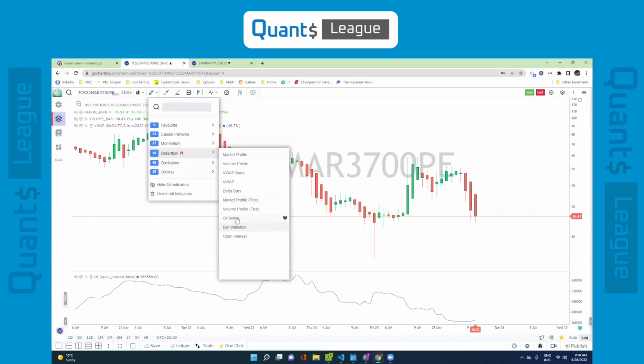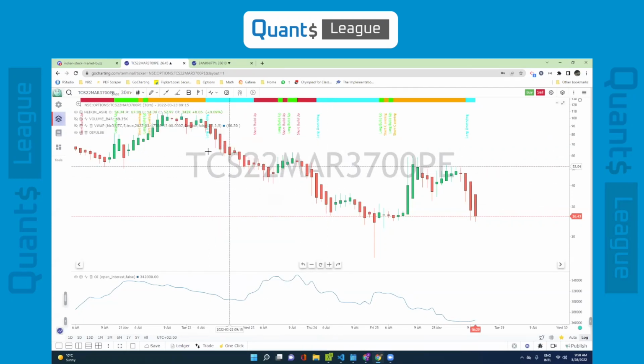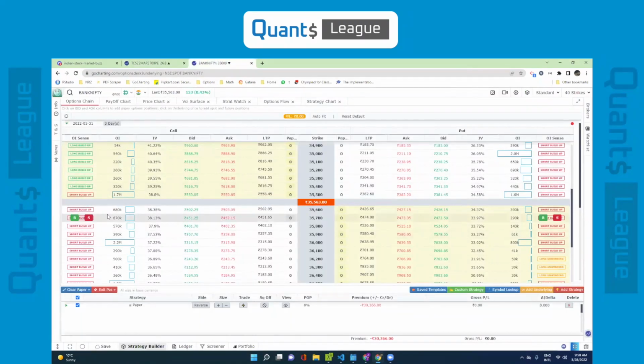So for example, I can go to, say, OI Sense, and it will tell me at a bar by bar level whether it's a short buildup, whether it's a long buildup, short covering, all of that through this chart itself. The similar kind of information is available on the option desk as well.